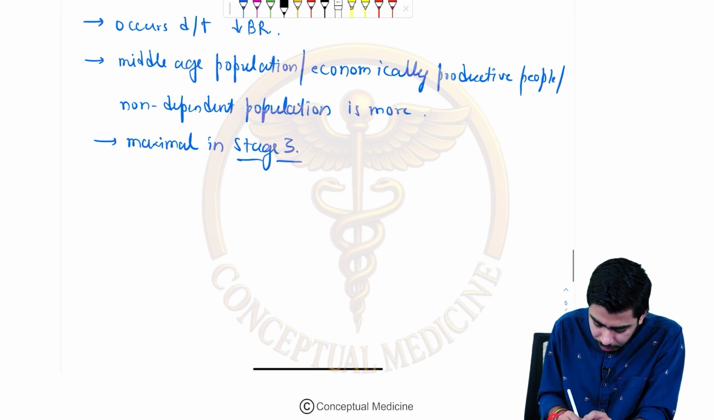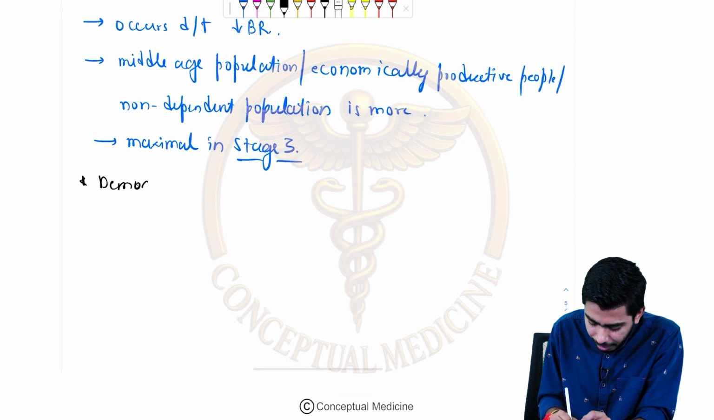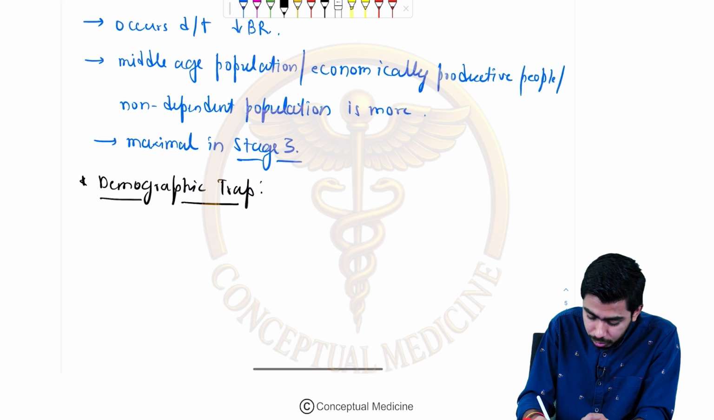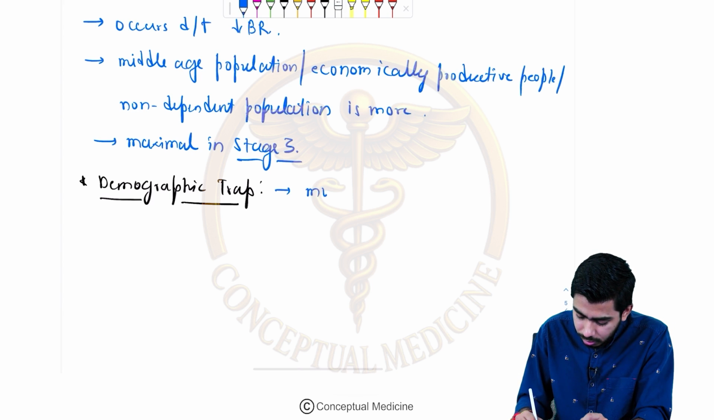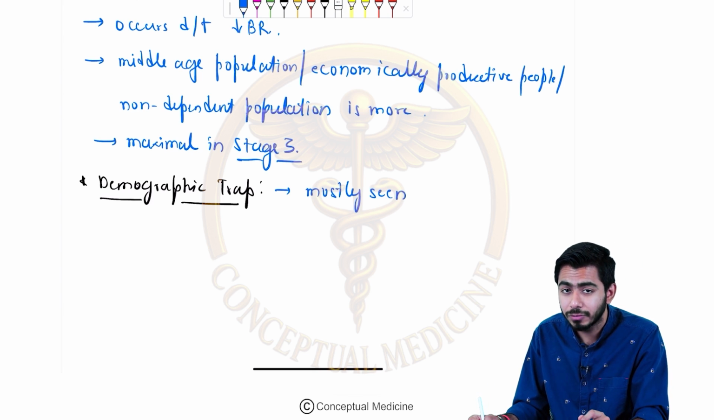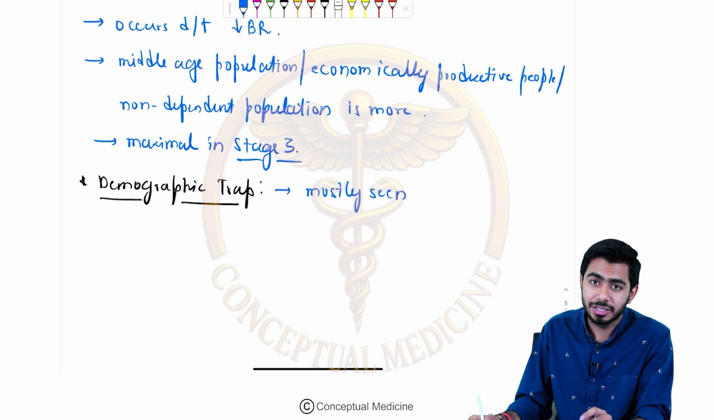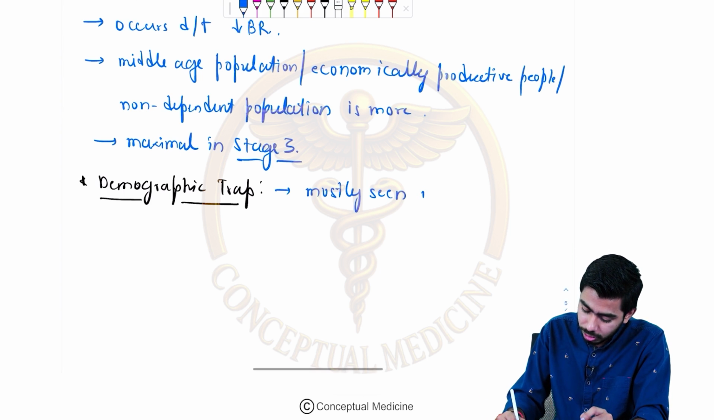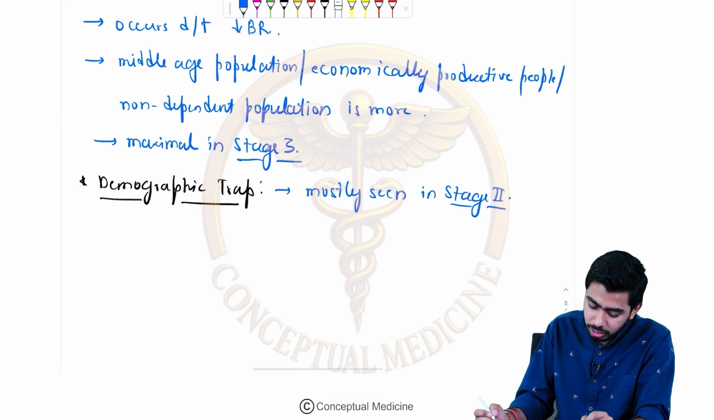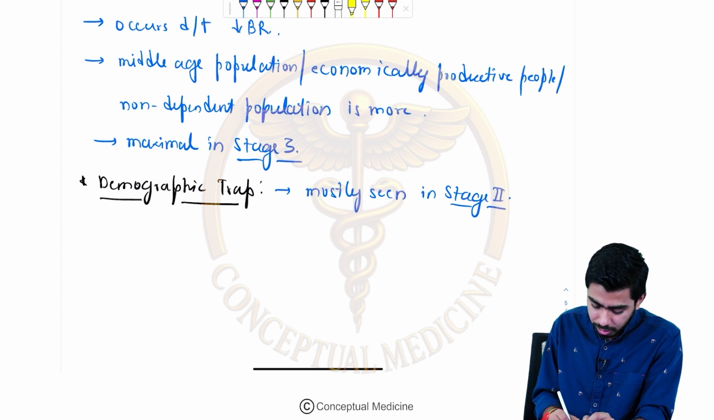Now the point which I want to make is, what is the demographic trap? This is not the gift, this is the trap. Demographic trap will be mostly seen in the explosive stage of the demographic cycle. That explosive growth was seen in the early expanding stage, that was stage 2. So the demographic trap is seen in which stage, guys? MCQ, that is stage 2. Please remember that as well.